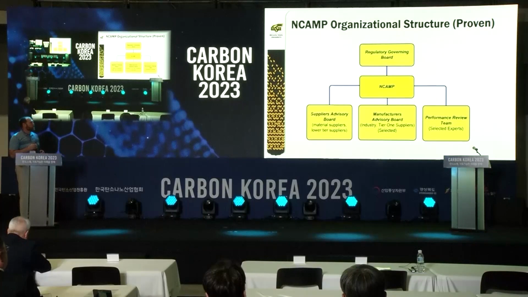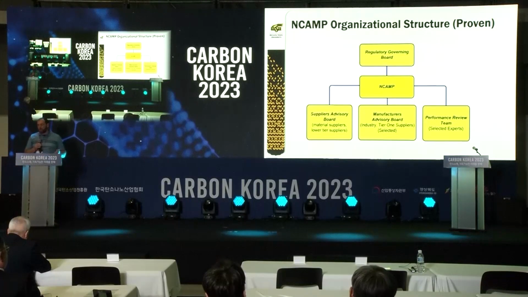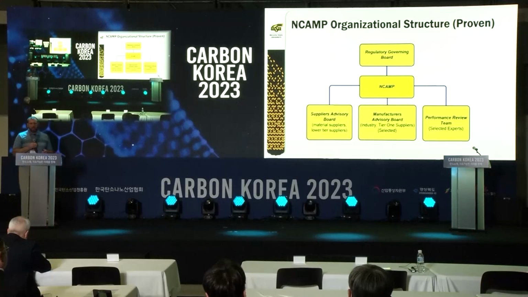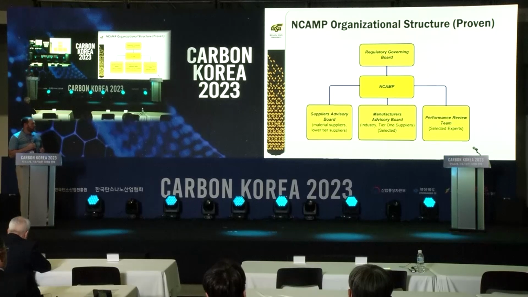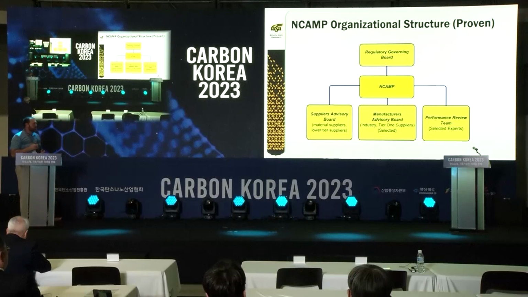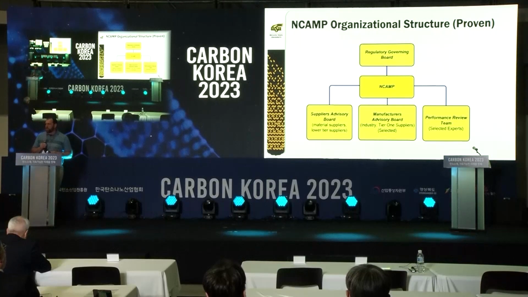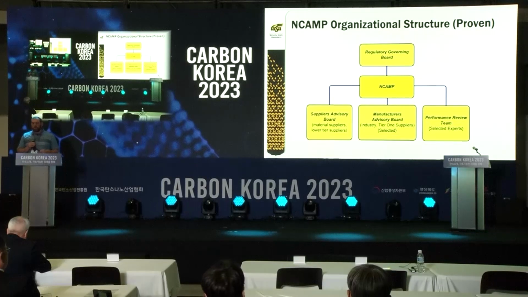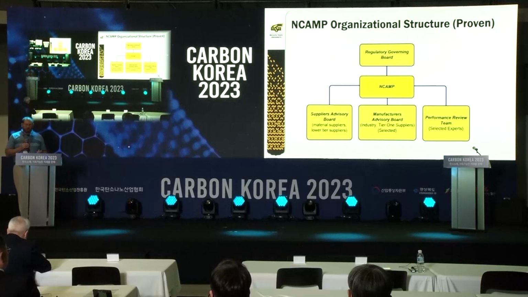So how does our organization work? Well, we have our regulatory governing bodies, such as EASA and the FAA, as well as NASA, Department of Defense, et cetera. And that flows down to the NCAMP staff, of which I am the director. And then from there, we have our supplier advisory board, which is made up of our material suppliers, our manufacturing advisory board, which is the industry users of these materials. And then we have our performance review team, which are selected experts. So that may be from academic institutions, other research institutions, et cetera. That involves people that are experts in this particular field and material.